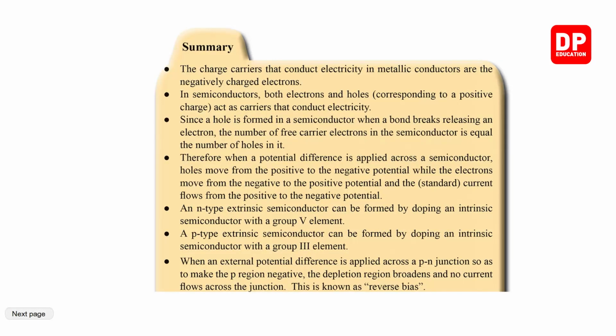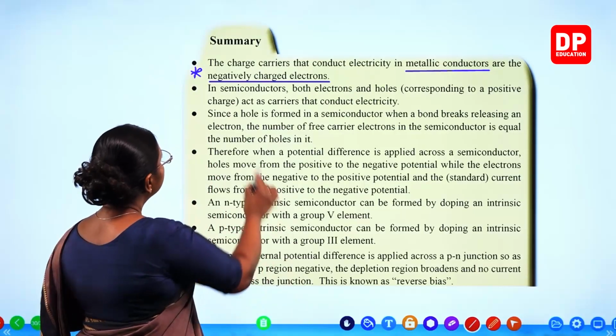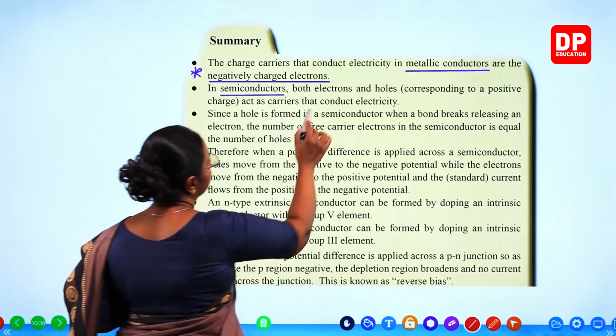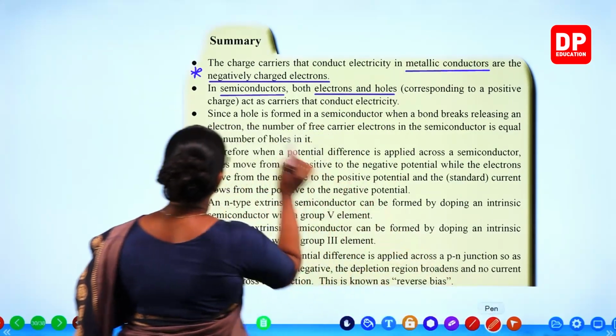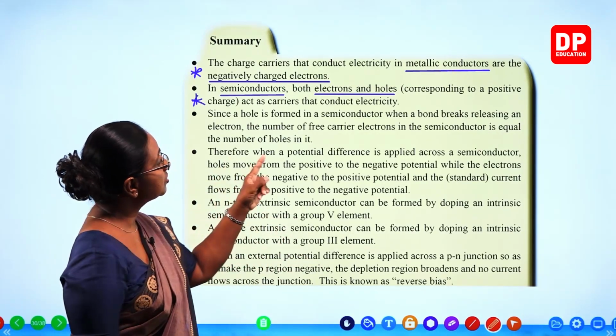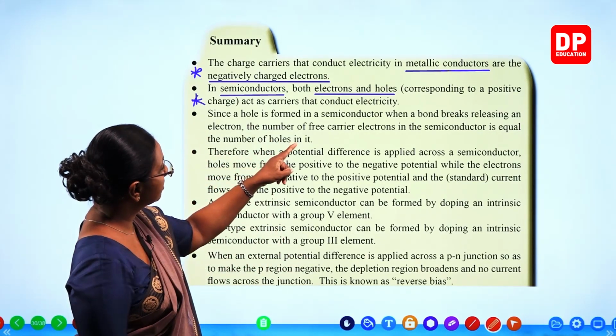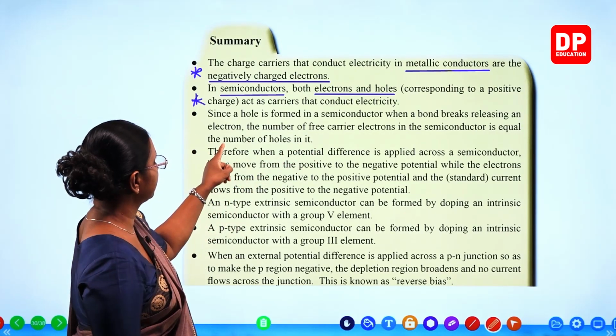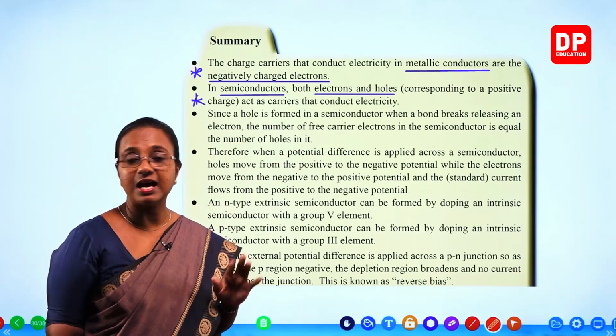So, summary. The charge carriers that conduct electricity in metallic conductors are the negatively charged electrons. So in metallic conductors, it is only the negatively charged electrons. But in semiconductors, what do we have? We have both electrons and holes. So that is both negative charges and positive charges. The holes, corresponding to a positive charge, act as carriers that conduct electricity.